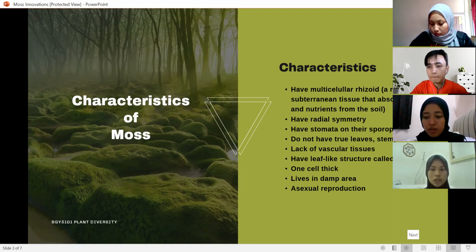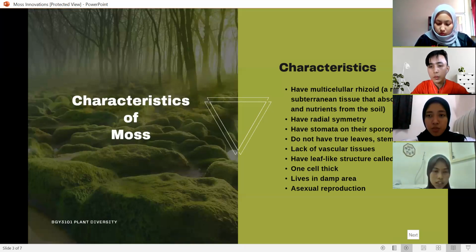Moss also lacks vascular tissue. It has a leaf-like structure called phyllids, and moss is mostly one cell thick, and it lives in damp areas, and usually it undergoes asexual reproduction. Thank you.